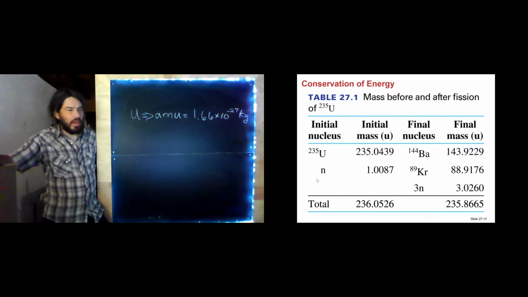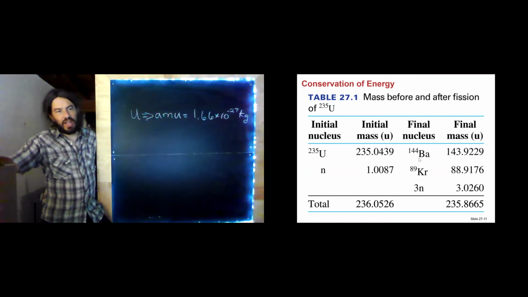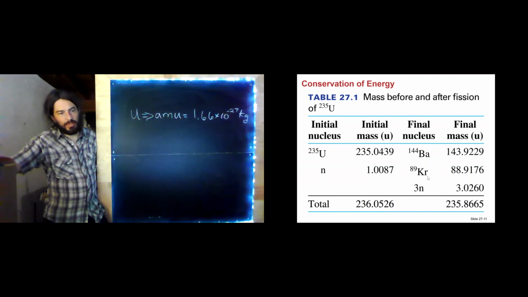So we can add up all of the total mass from the initial situation, and we can add up the total final mass, and we just see that they are not the same, right? Initially, we have one uranium-235 atom and one neutron. We add those up, we get this. At the end, we have one barium atom, one krypton atom, and 3 neutrons. We add that up, and we get something that is just slightly less.